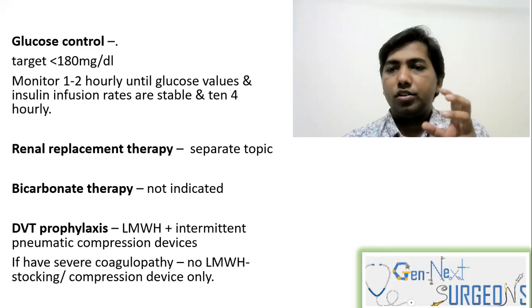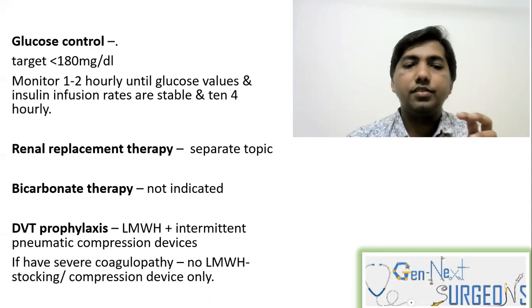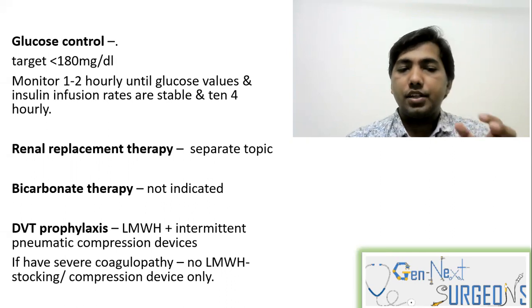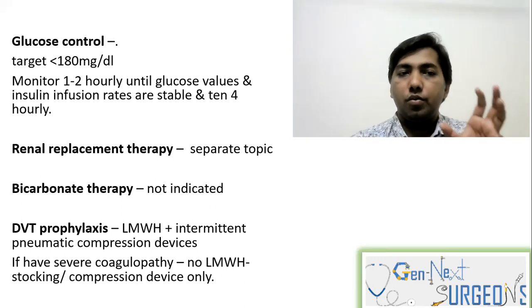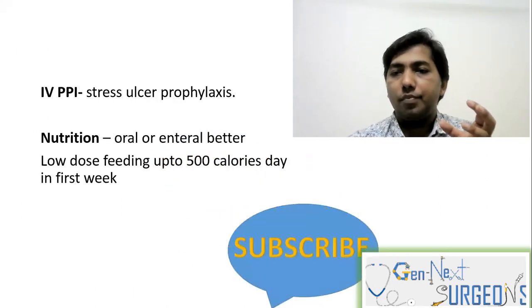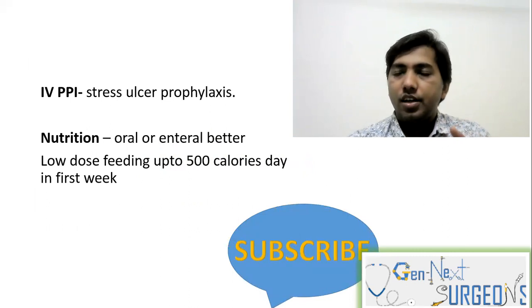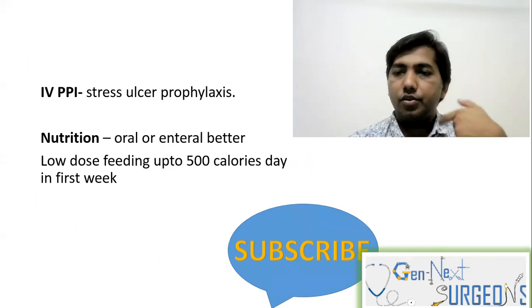DVT prophylaxis, deep vein thrombosis prophylaxis, is very important here, and low molecular weight heparin plus intermittent pneumatic compression devices are advised here. And if the patient has severe coagulopathy, then no low molecular weight heparin, stockings or compression device only. So DVT prophylaxis is important here. Glucose control less than 180 milligram per dl. You have to give IV PPI, proton pump inhibitor, for stress ulcer prophylaxis. And nutrition, if the patient can tolerate oral, then it is better. If not, then you can give it by enteral, NG tube or other tubes.